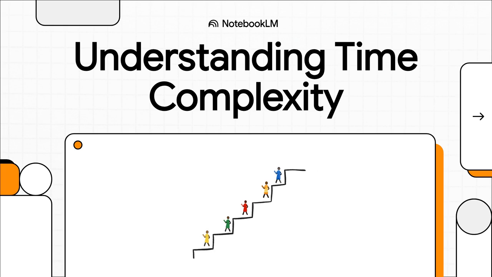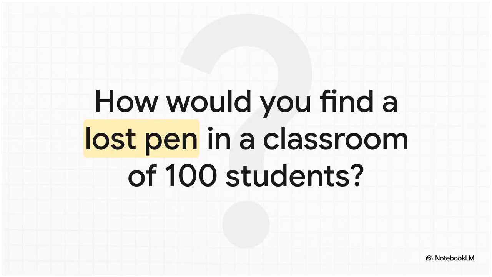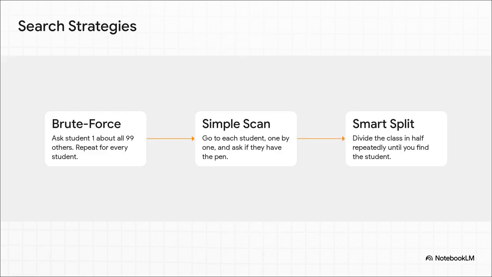tons of data. So, to really wrap our heads around this, let's kick things off with a little puzzle. I want you to imagine you're in a big classroom, maybe 100 students, and you've lost your favorite pen. You know for a fact someone picked it up, but you have no idea who. How would you actually find it? Just think about your strategy for a second.